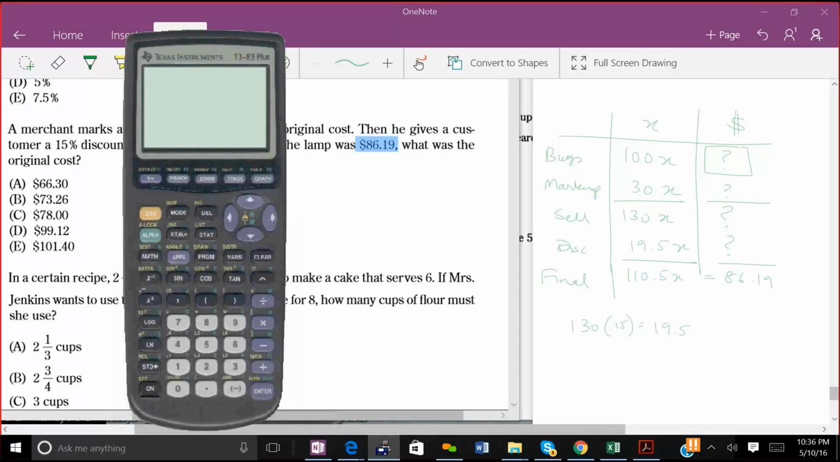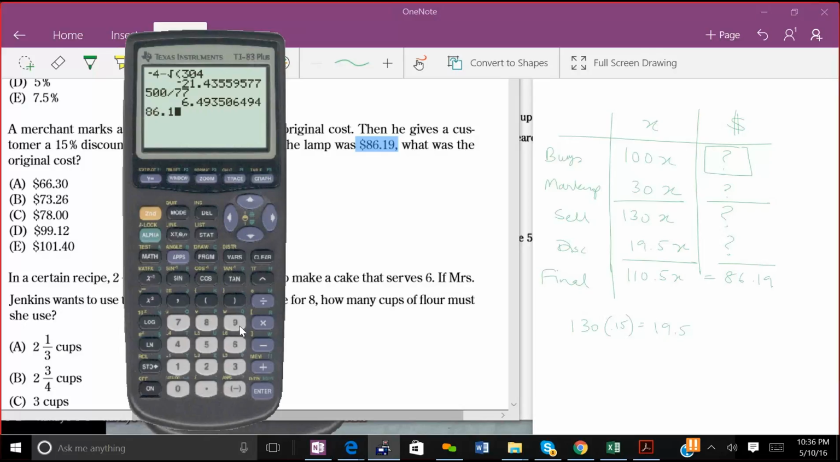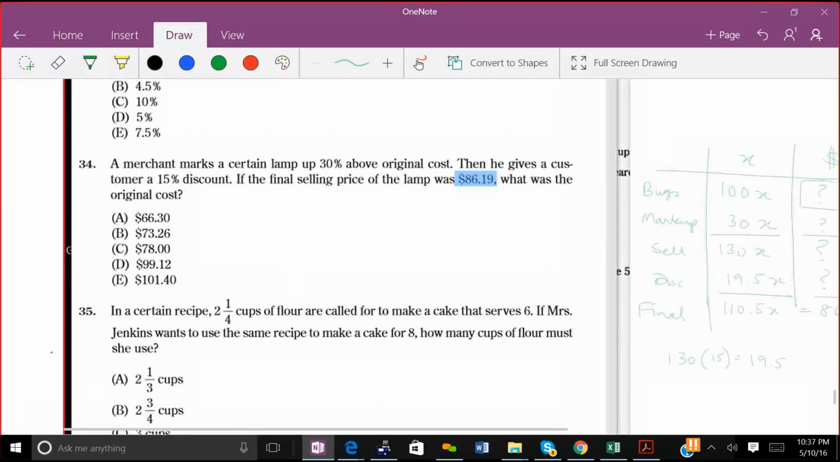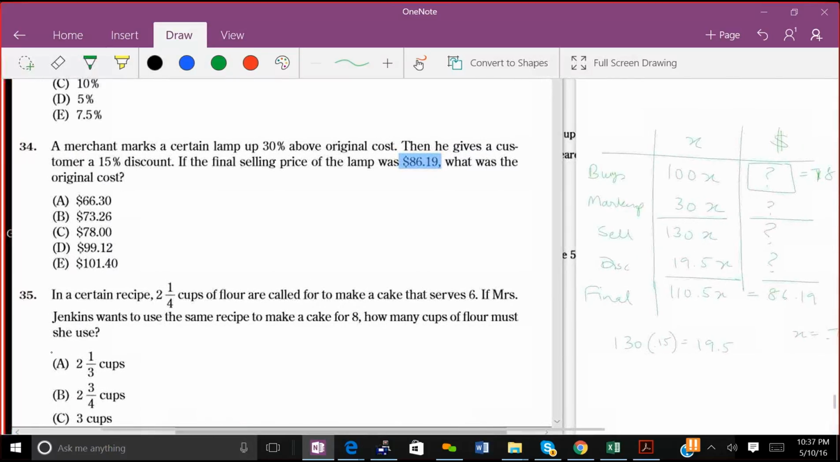Make sense? So you take 86.19 and divide that by 110.5. That gives 0.78. So how do you find 100x? You just multiply by 100, and you get 78. Make sense? Okay, x equals 0.78, so this would be 78. Any confusion? So even if you cannot use 100, you can still use 100x and get the same benefits.